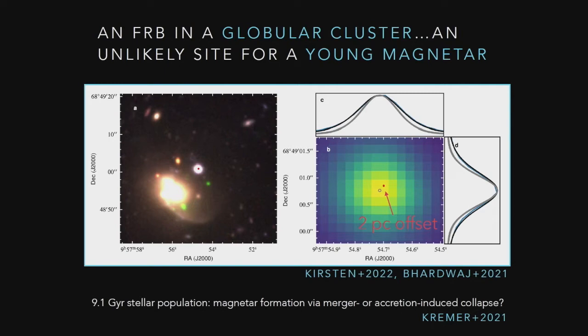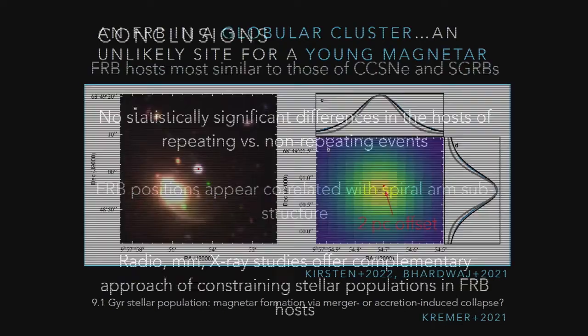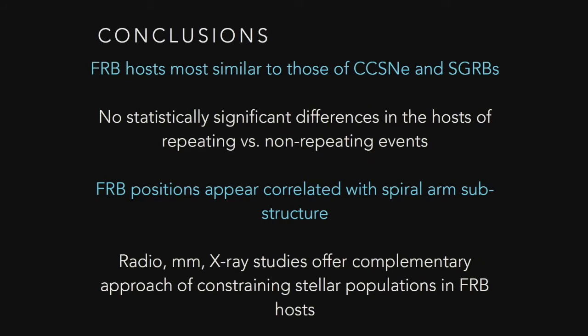That being said, there has been some theoretical work arguing that you can get a magnetar in a globular cluster from a few different delayed channels, for instance from the merger or accretion-induced collapse of white dwarfs. But such events are intrinsically quite rare. So I think this is still an exciting mystery, but once again, it further emphasizes the challenge ahead of us in reconciling these very diverse host galaxy environments and local environments with this range of progenitor models.